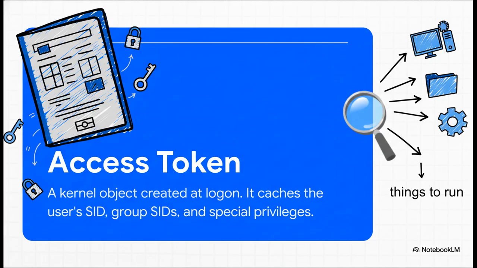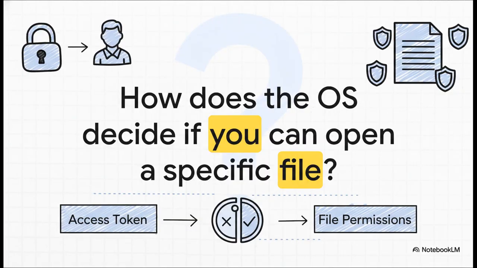It follows you everywhere. So here we are at the final step of the puzzle. You go to double-click a file. The program you're using to open it has your access token, your passport, attached. How does the OS make that final call, yes or no?